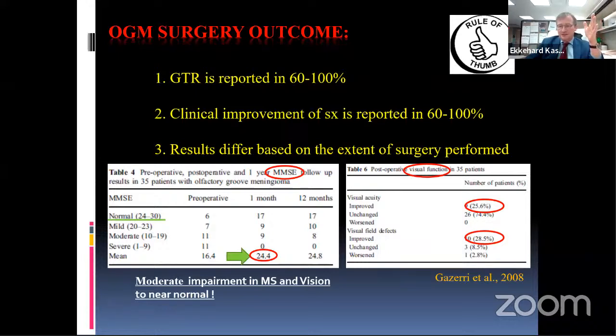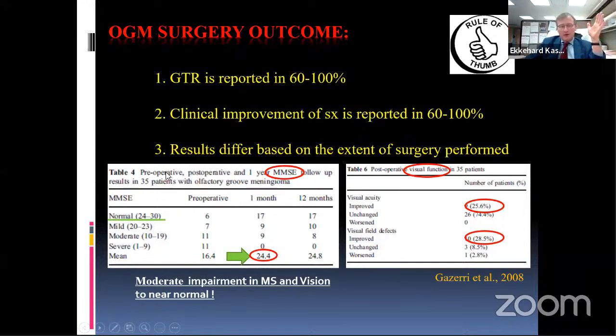The problem is that most recent literature does not differentiate specifically what each of these approaches has to offer and what risk you would pay for it. In general, gross total resection rate is reported between 60 and 100%. That may just be the difference of 60% if you leave the hyperostotic bone in, 100% if you remove all soft tissue. We need to come up with a proper definition of how we compare series one versus the other. Clinical improvement is reported in 60 to 100% of patients, and that may differ a little bit depending on what approach you use.